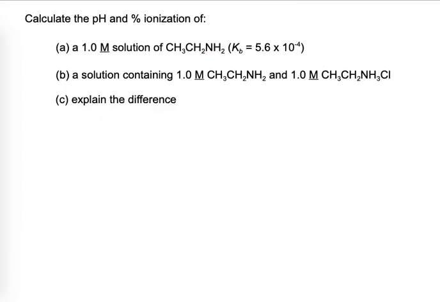Calculate the pH and percent ionization of a 1 molar solution of ethylamine, for which Kb is given, and of a solution containing 1 molar ethylamine and 1 molar ethylammonium chloride. Once again, I expect you to recognize that this formula represents a solution containing the ethylammonium cation, plus the chloride anion simply as a spectator, which is irrelevant. So, once again, let's do the calculations, and I'll skip some stuff here for simplicity.